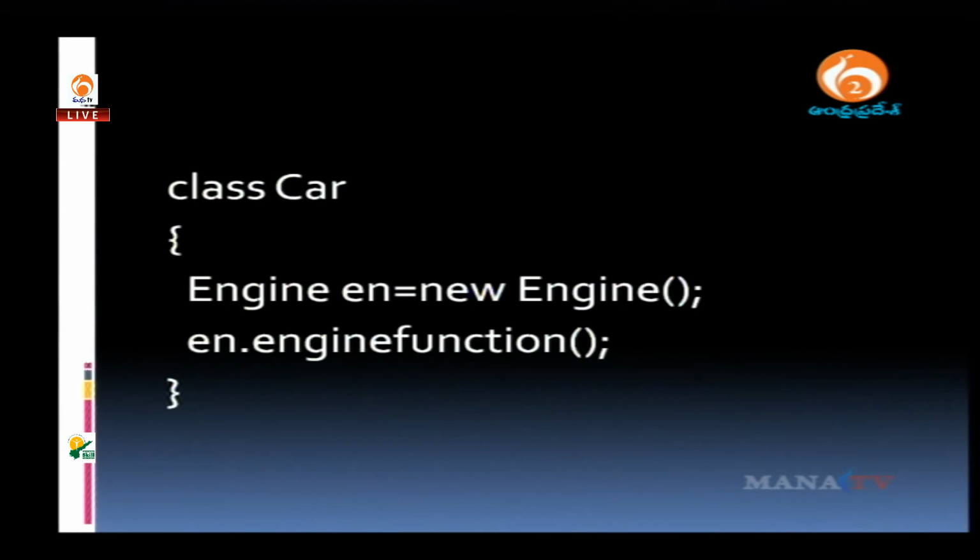Just look here, in the car class I am creating the engine class object: en equal to new engine. En dot engine function means the engine functionality is executed now. So wherever the engine functionality is required, first we need to create the object for the engine class, so that you can call the method with respect to the engine class object reference.